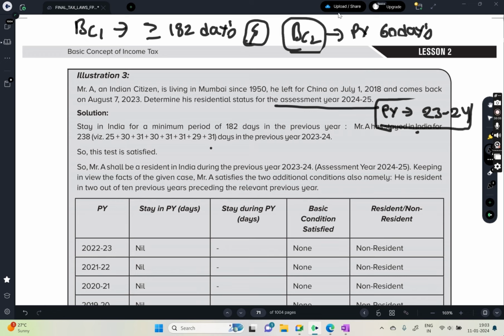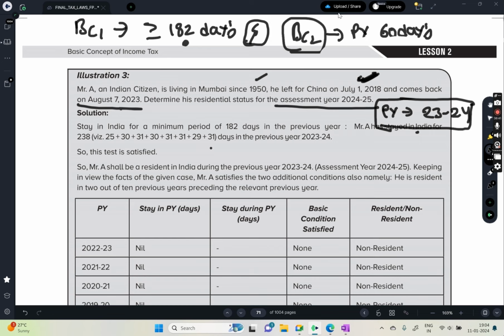Now check this question. In the previous year, that means 2023-24, he should have stayed 182 days. They said that from 1950 he is living, we don't concern all those things. He left for China in 2018. That is also not relevant here. And he comes back first on August 7, 2023.